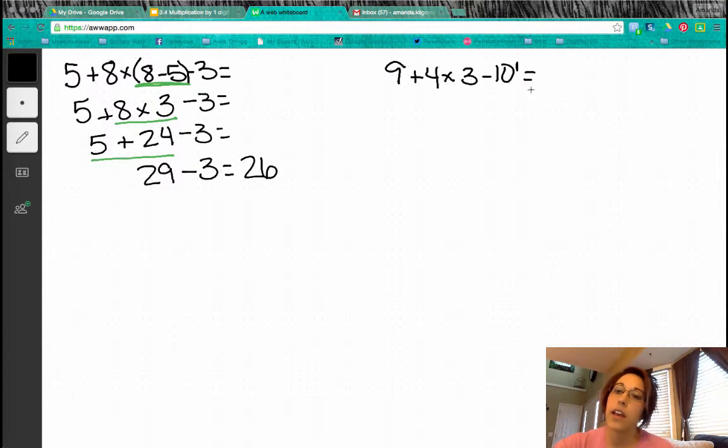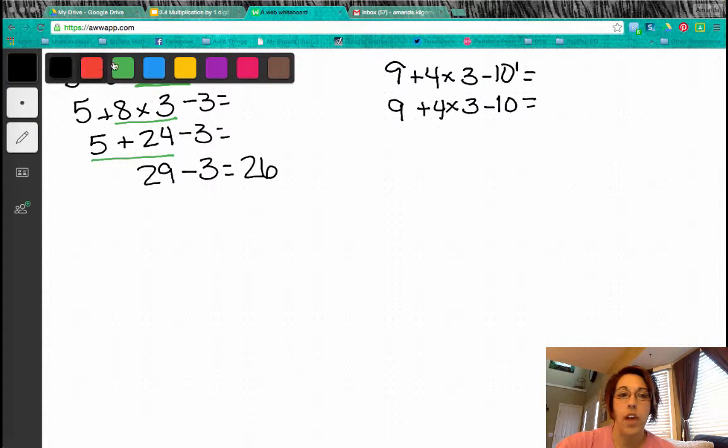So let's look at the second problem up here. We don't have any parentheses. E is for exponents. That's 10 to the first power, which is just 10. Copy the rest of the problem down.